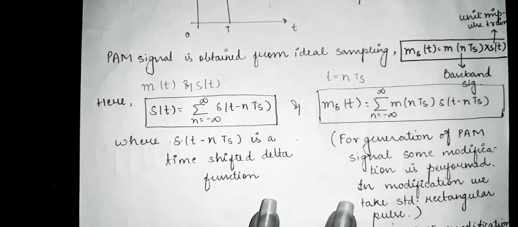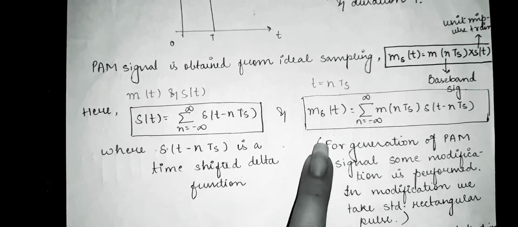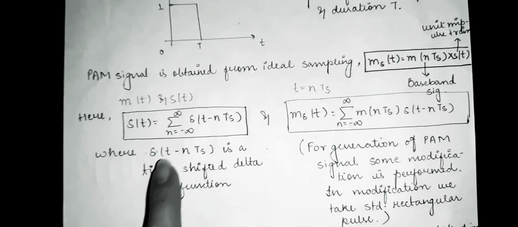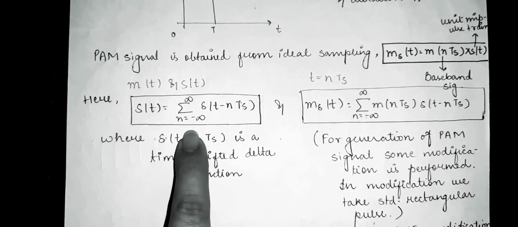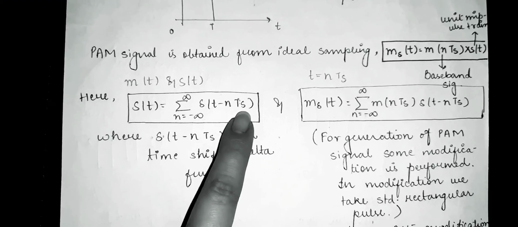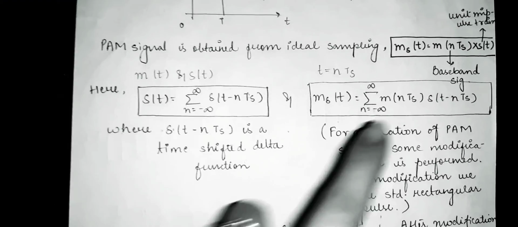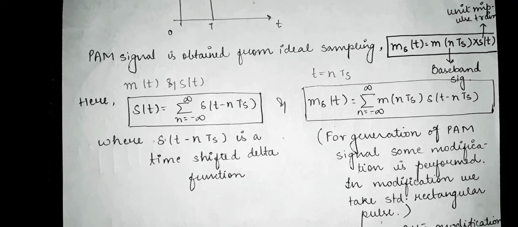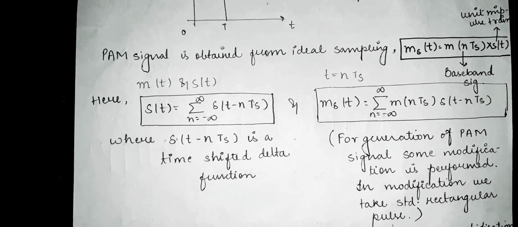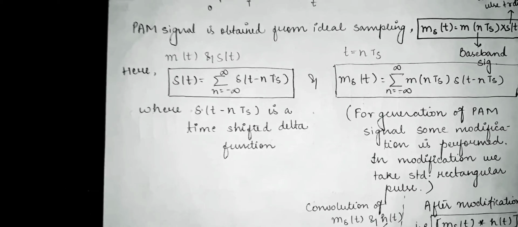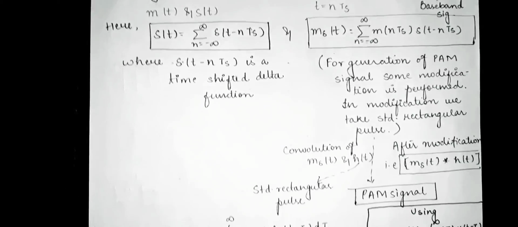And at t = nTs, for m_delta(t), since we know the value of s(t) = summation n equals minus infinity to infinity delta(t - nTs), we can put it over here. So your m_delta(t) = summation n equals minus infinity to infinity m(nTs) into delta(t - nTs). Basically, for the generation of the PAM signal, some modification is performed.